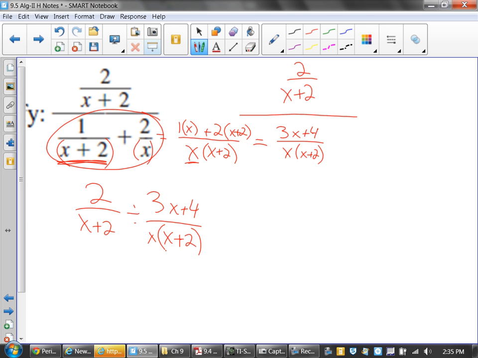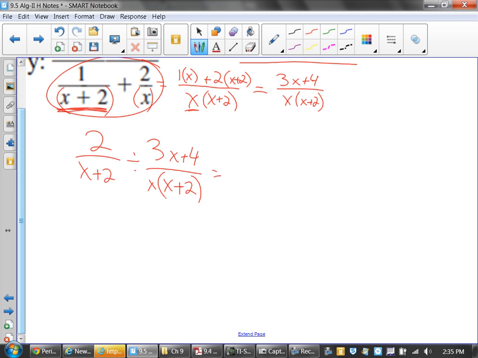And how do you divide fractions? You multiply by the reciprocals. And the x plus 2 is dropped out. Is there anything else that simplifies? Your final answer is 2x over 3x plus 4.